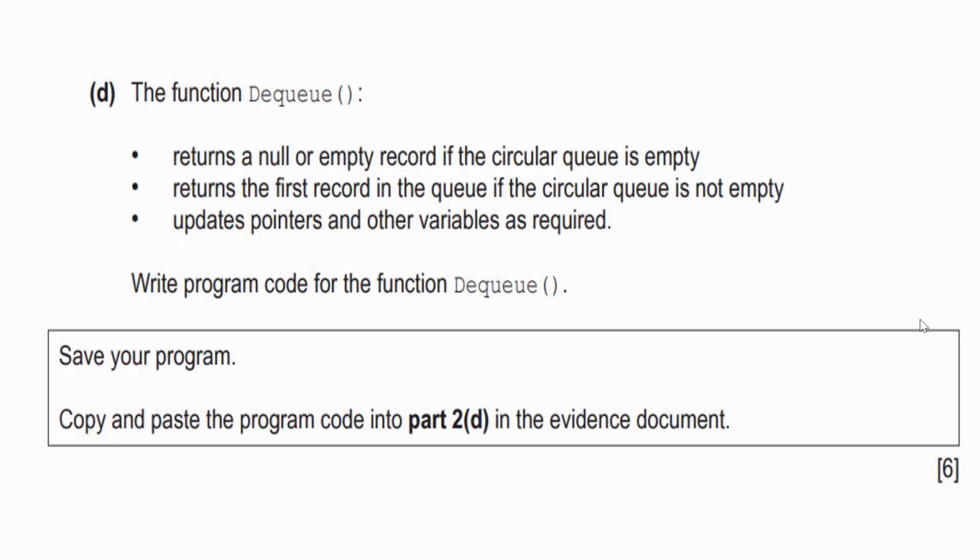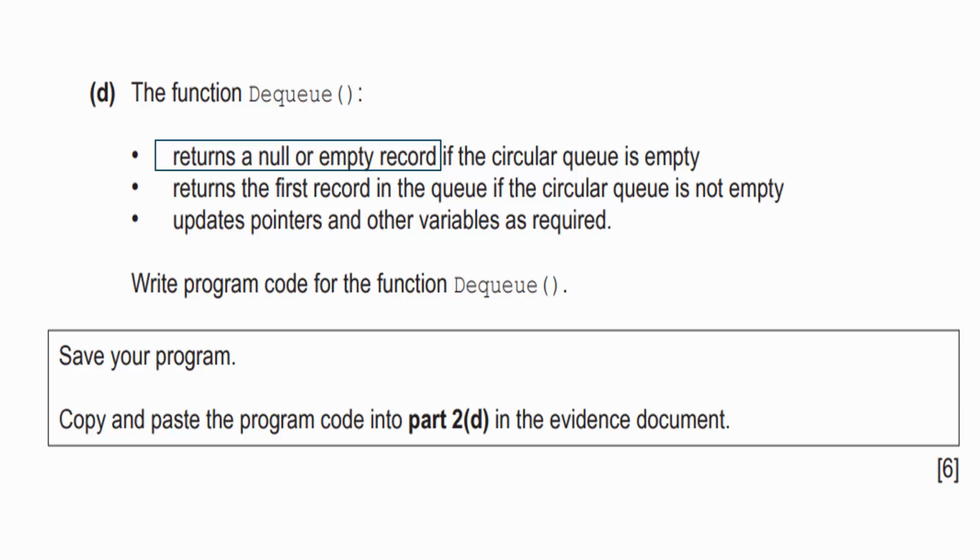The function dequeue, so removing an item from the queue, returns a null or empty record. Not a null value, but an empty or null record if the circular queue is empty, because we can't remove an item from the queue if there's nothing there. It returns the first record in the queue if the circular queue is not empty, because remember, the circular queue follows the first in, first out principle, just like standard queues do. We update the pointers and other variables as required. Write program code for the function dequeue.